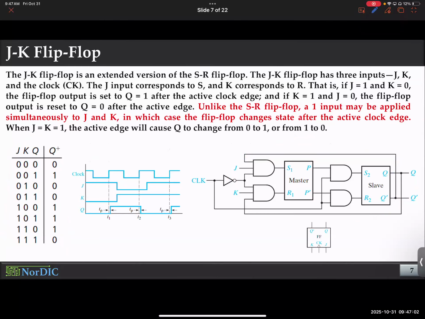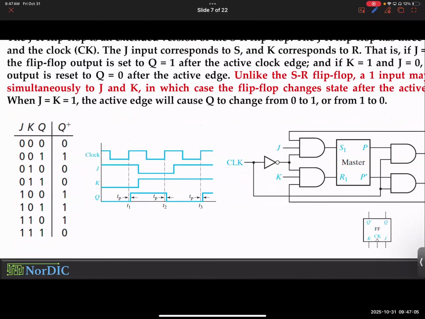Now, I'm getting to what happens when you have both cases 1. Let's start with this. So imagine when your J and K are both 1. This is the combination that we care about.